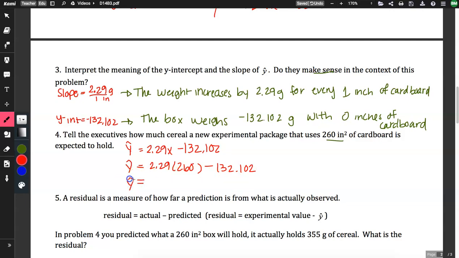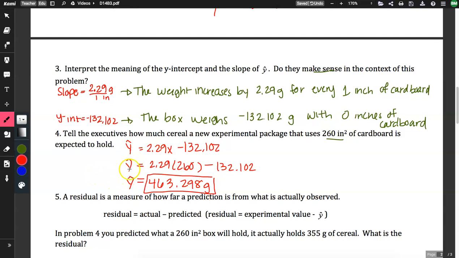For y hat, we get 463.298 grams. So this is how much cereal we expect that size box to hold. Okay, so that's all stuff we've been familiar with. We know this. This is a little bit of a review.